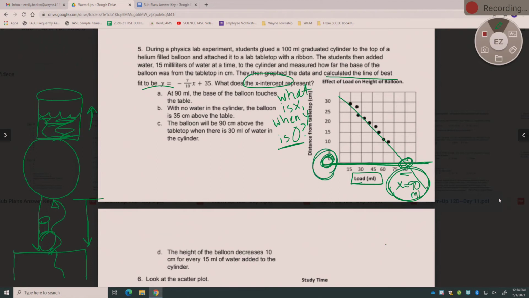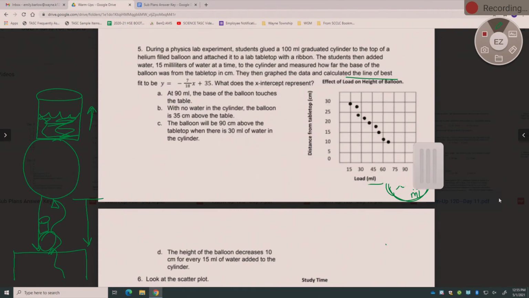There's only one answer that fits that information, and that's letter A. At 90 milliliters, the base of the balloon touches the table. That means my distance is 0. So that one's a little bit more confusing, but again, we start with what's the question asking for, and then if we need to, we draw a picture to better understand what's happening, and then we just follow through, find an answer, and then find the given answers that match our information.